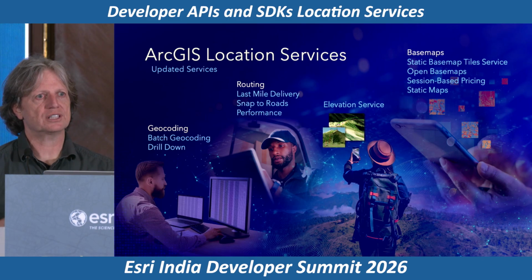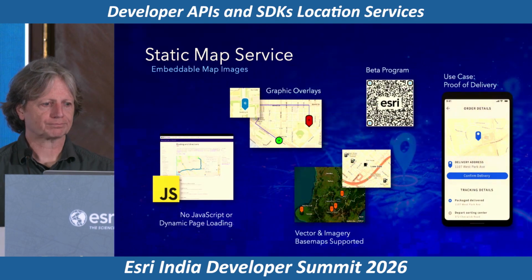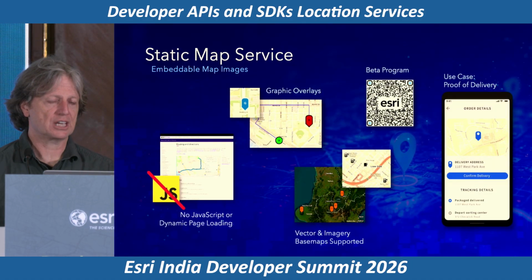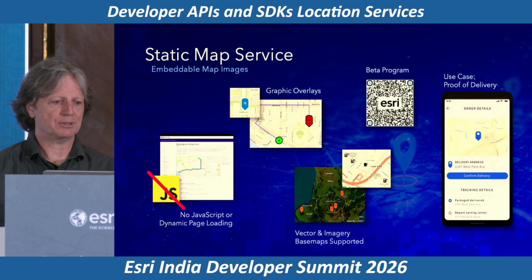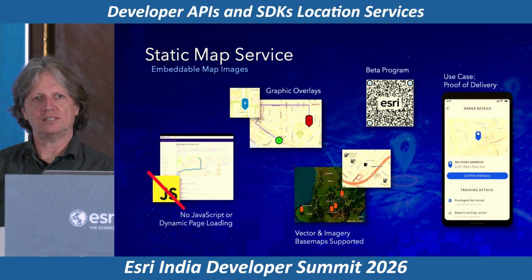And then most recently, we've released a new service called the Static Maps. The Static Map service is all about embeddable map images. It's really for when you don't want to load a full mapping library into the client that you're using to interact with the service.